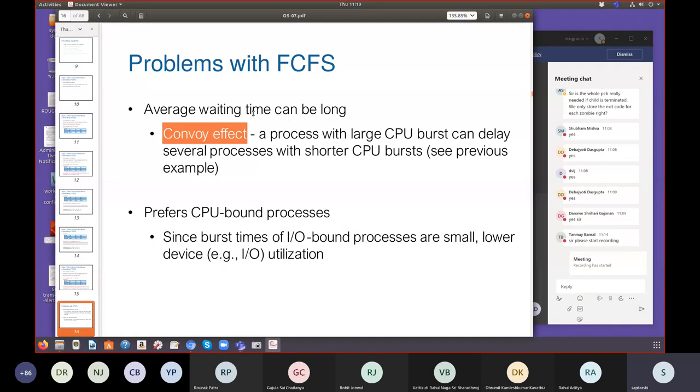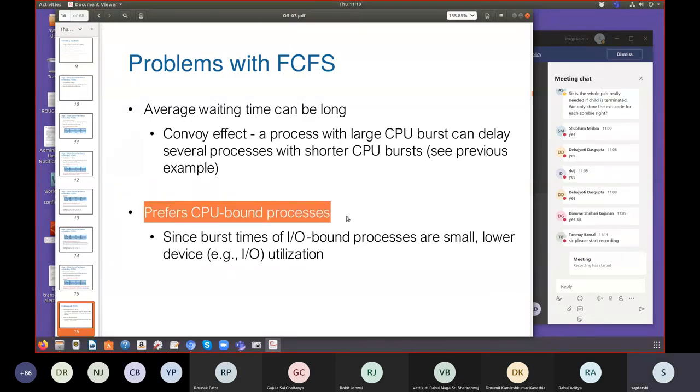Also, FCFS prefers CPU bound processes. Right. Why is this? I'm making this statement. Do you agree that FCFS prefers CPU bound processes instead of IO bound processes? So why do you think the answer is given in the slide, but still, why do you think it's this?